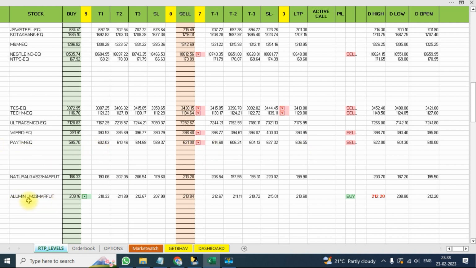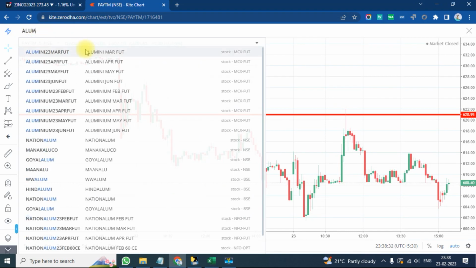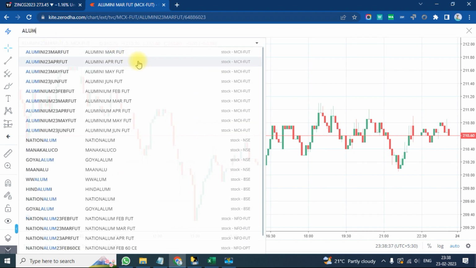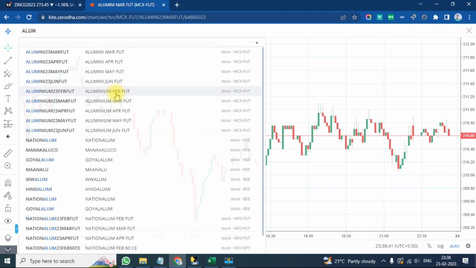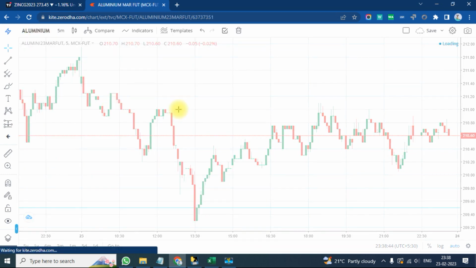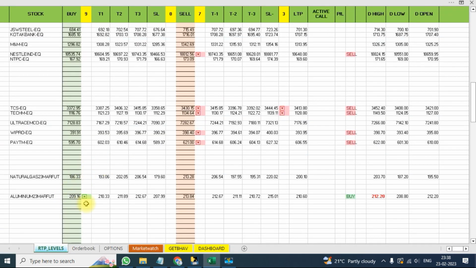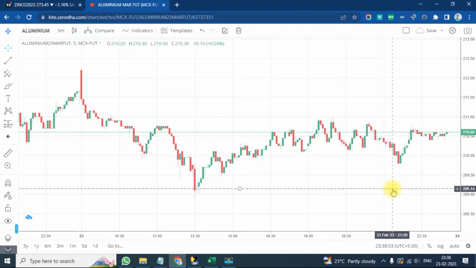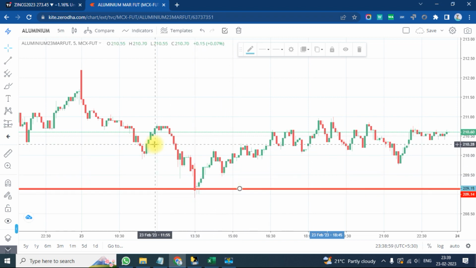In the same way, if you want to see aluminum, show the aluminum March contract. This is a commodity, the aluminum March contract. If you see this, we had a buying at 209.15 paisa. You can see this was a buying point. Where did the market open today? Here.